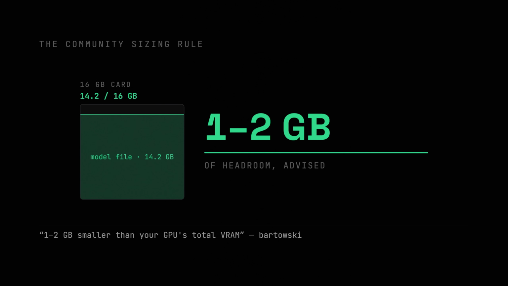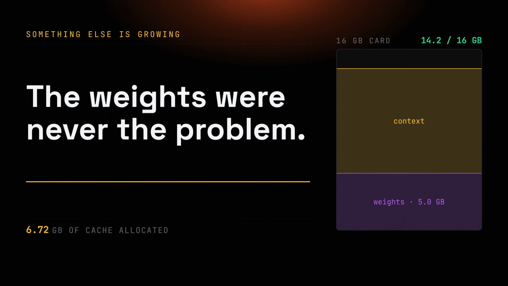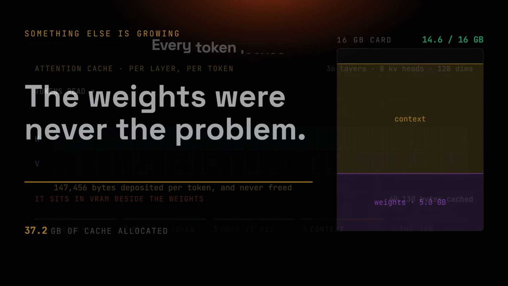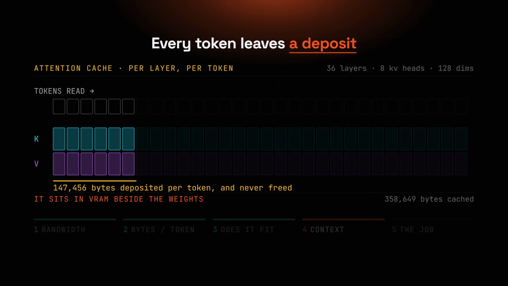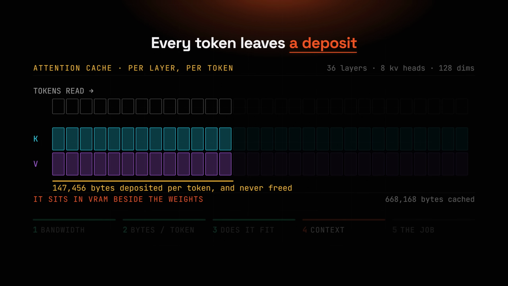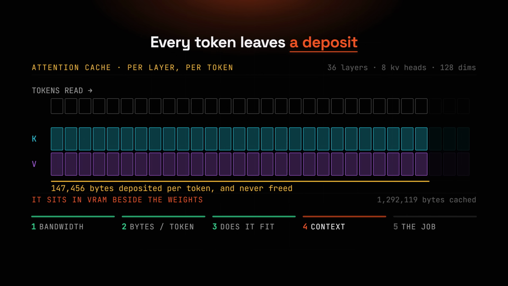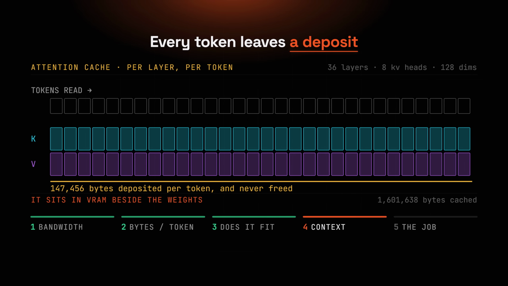The community rule: pick a file 1 to 2 gigabytes under your VRAM. And that rule is about to fail you, because the model file is not the thing that fills your card. Every token the model has already read leaves something behind: a key and a value per attention layer, cached so it never has to recompute them.